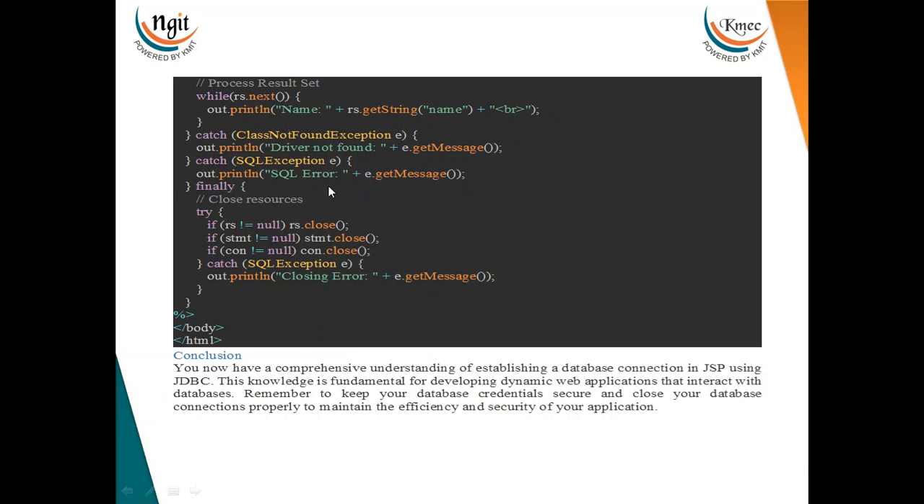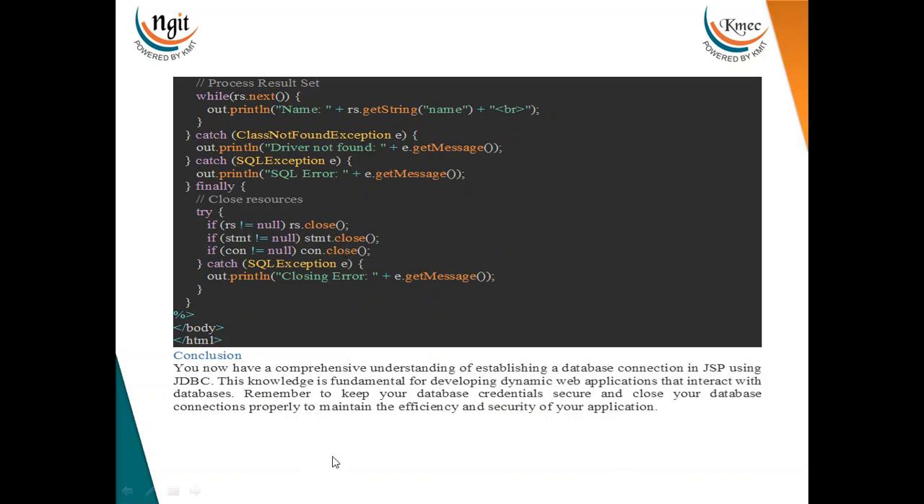After all printing is done, while resultSet.next is not null, whatever data is there in the table will all be printed here using out.println. Any exceptions will be thrown here: SQL exception, class not found exception, SQL error, anything. At the end we are going to close the resources that we have used. First is the result set, next is the statement, next is the connection.